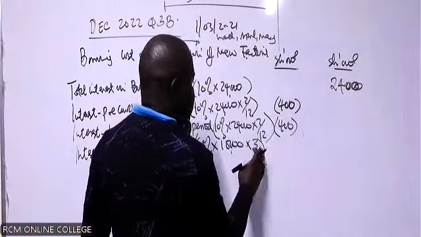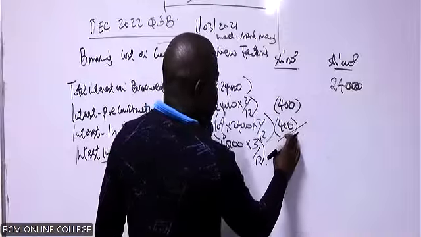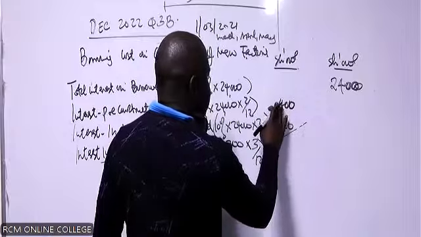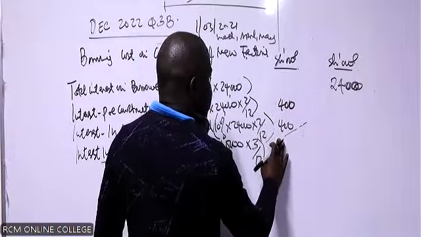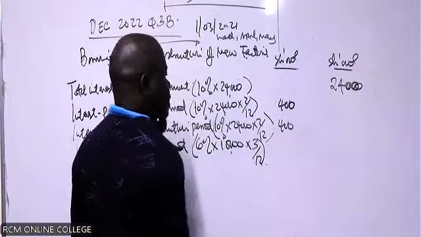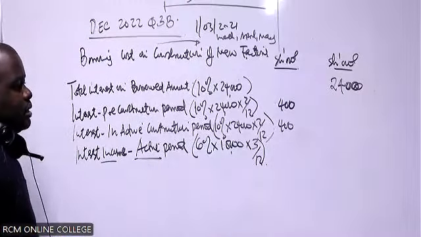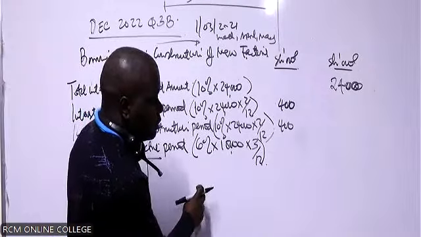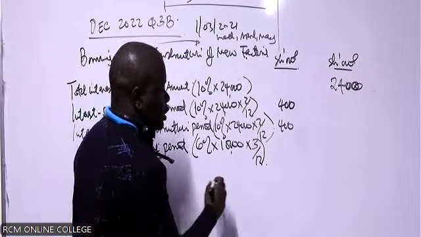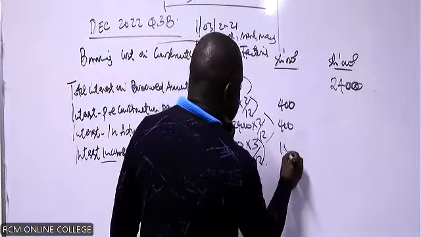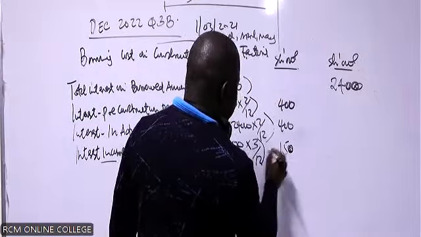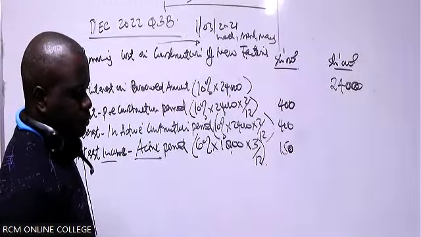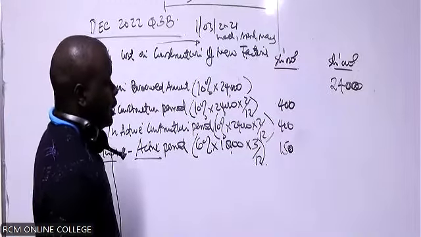Then for this one, just leave it, don't put the negatives. Now, what do you get when you calculate this one? You're getting 150. It seems a very small figure, but it is 150.